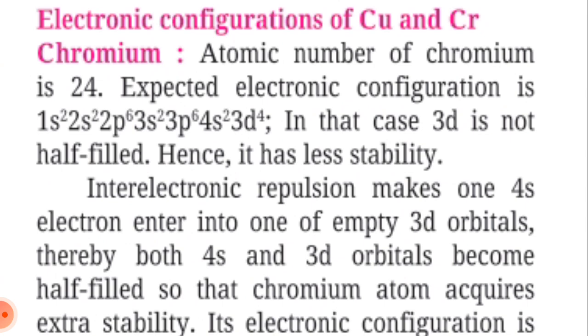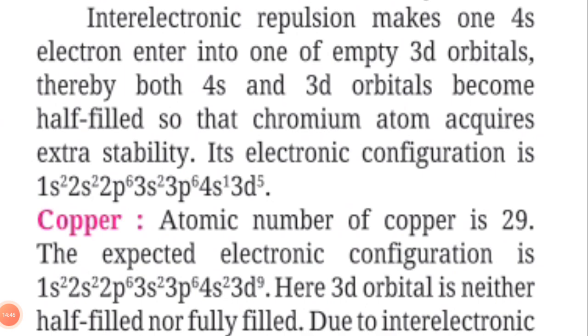Electronic configurations of copper and chromium. The atomic number of chromium is 24. The expected electronic configuration is 1s2, 2s2, 2p6, 3s2, 3p6, 4s2, 3d4. In that case, 3d is not half-filled, hence it has less stability.